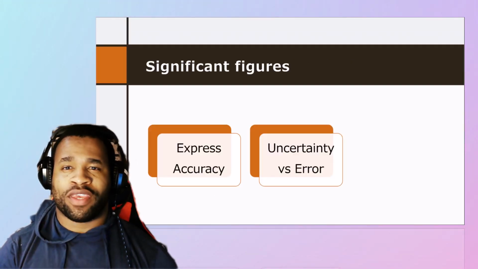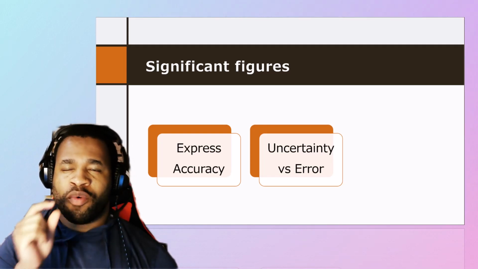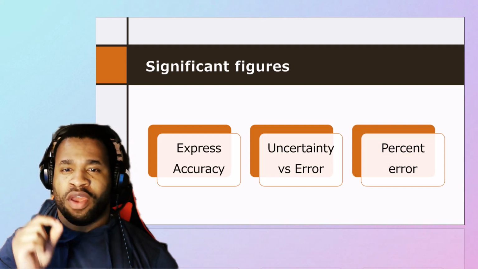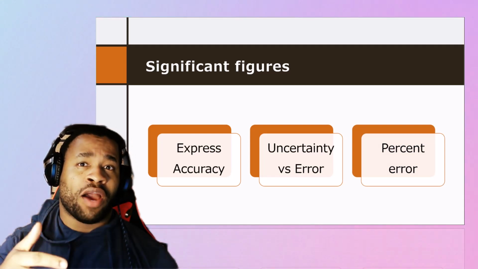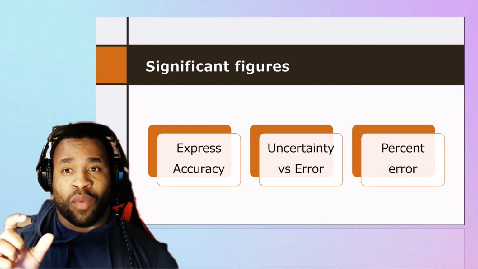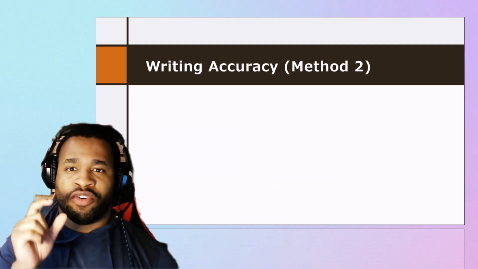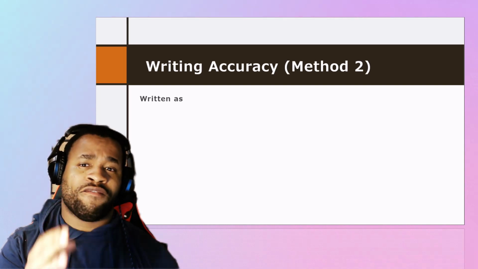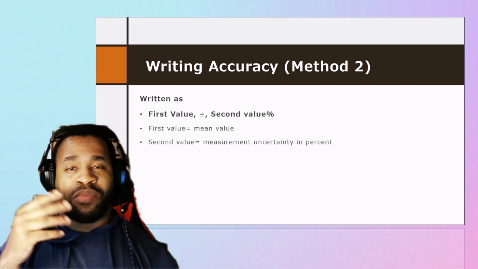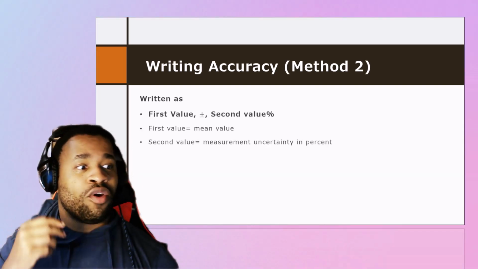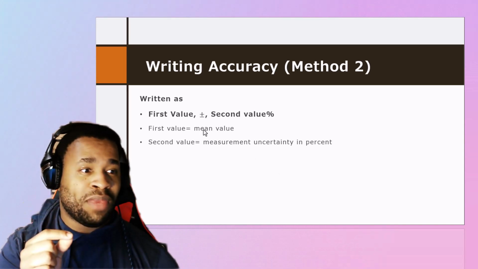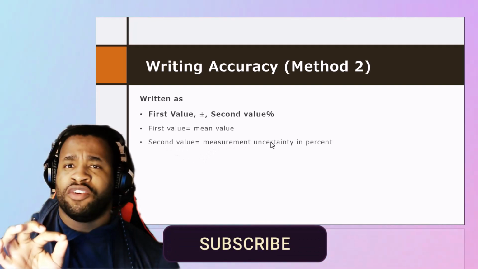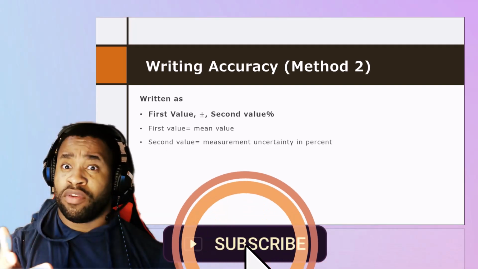Now, still focusing on significant figures, we're going to look at the next part, which is percent error. What does this mean in terms of how we write accuracy? For method 2, we write percent error as follows, where the first value is plus or minus the second value, where the first value is equal to the mean value, and the second value is a measurement of uncertainty in percent. And what does this mean?